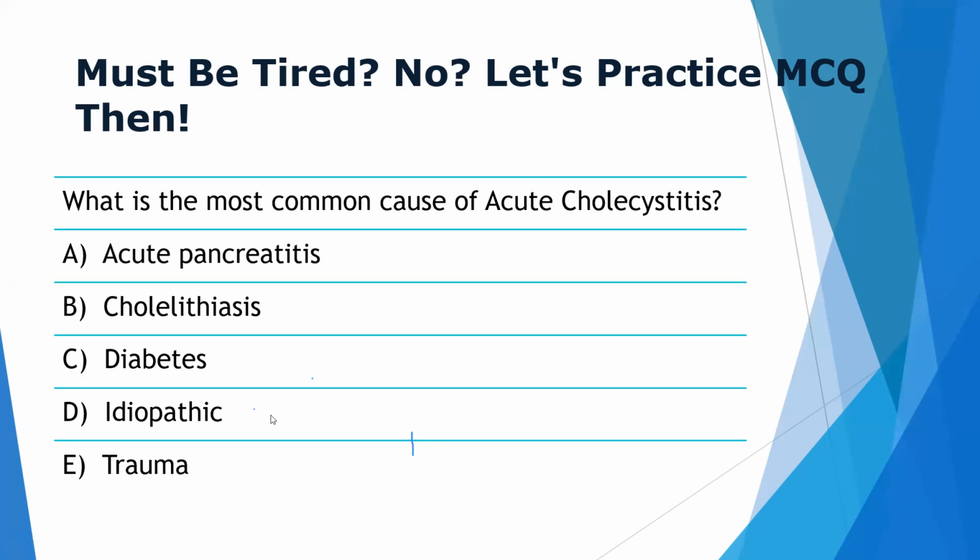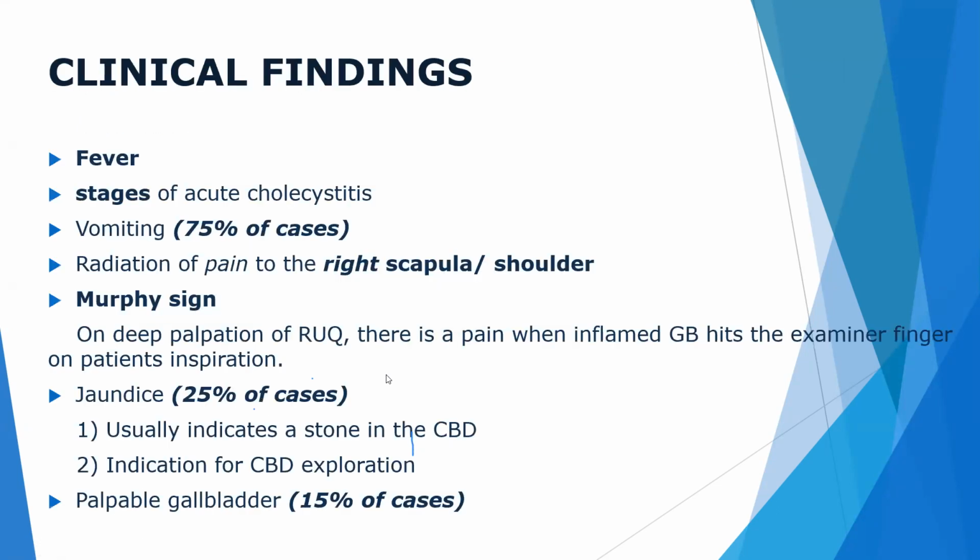Another finding, which can be observed in cases of obstruction, is jaundice in 25% of the cases. And that is actually an indication for common bile duct exploration, because it is indirectly telling you that there is some obstruction. And a palpable gallbladder: if it is a chronically obstructed gallbladder, and the mucocele or porcelain gallbladder stage has occurred, then you may be able to palpate the gallbladder.